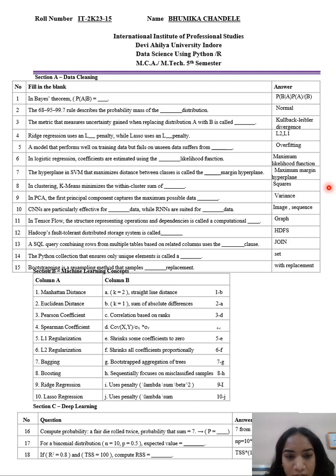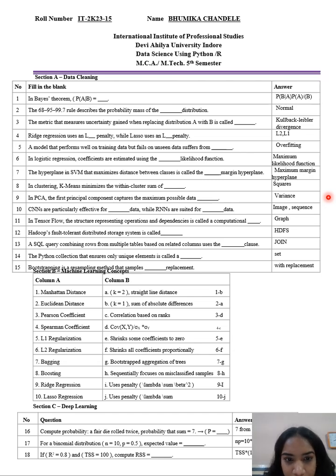In clustering, k-means minimizes within-cluster sum of dash. The answer is squares, because k-means groups data by minimizing the sum of squared distances from points to their cluster centers. Compact clusters have low within-cluster SSE.